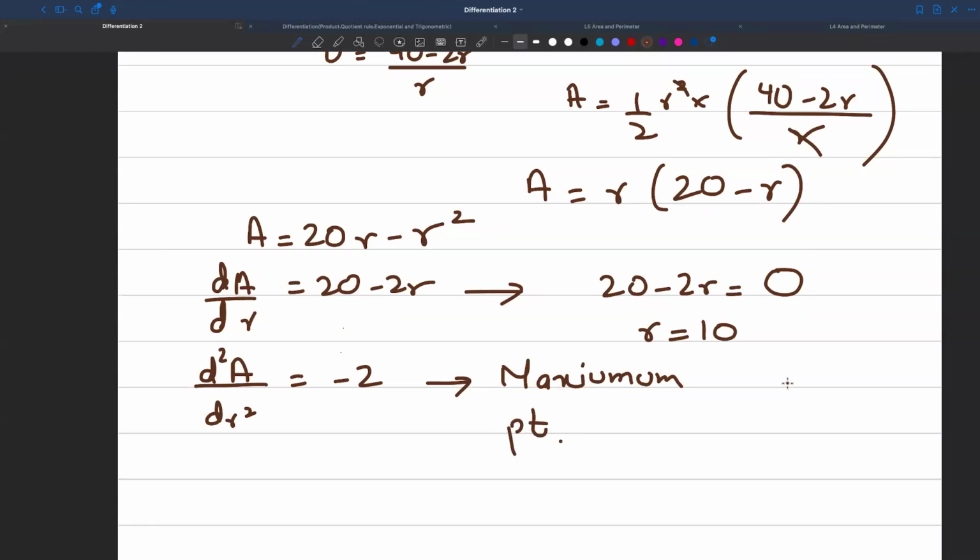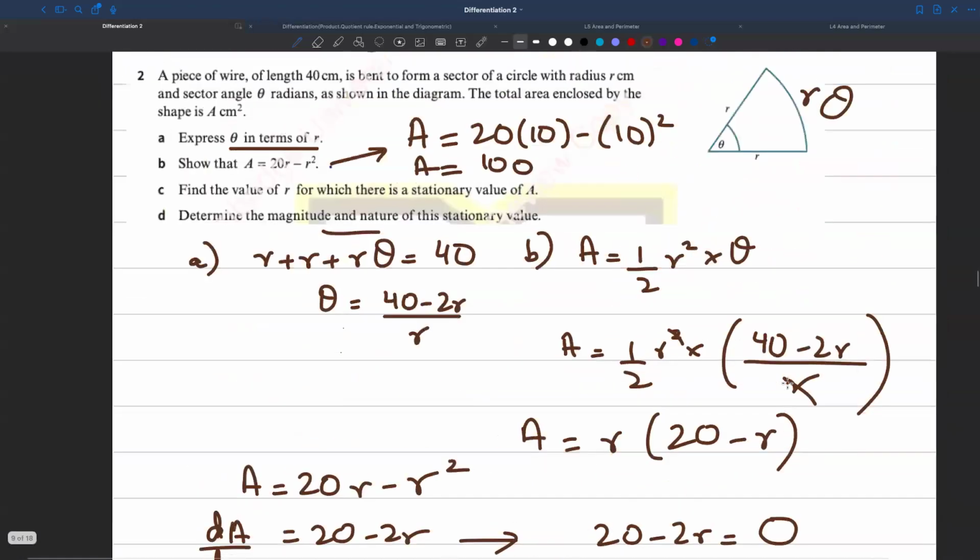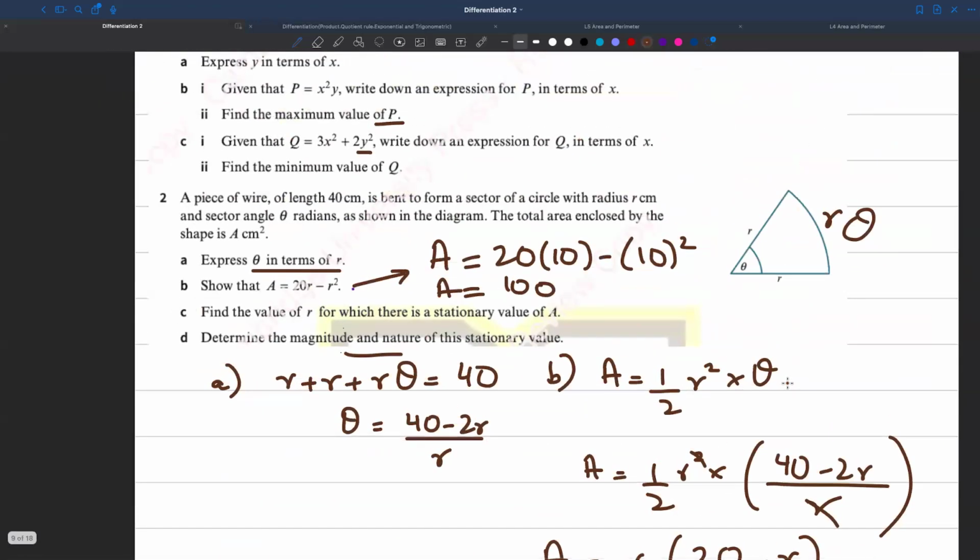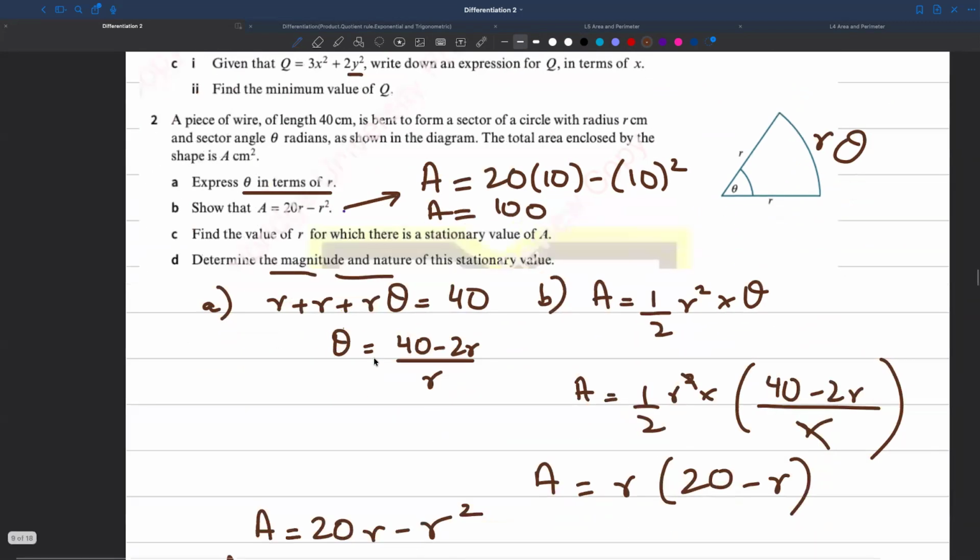And that's it. All of these questions will be done in exactly the same manner. You'll just have to figure out how to make the equations. Give me a thumbs up if you have understood the first two questions. Magnitude means area and nature means maximum or minimum.